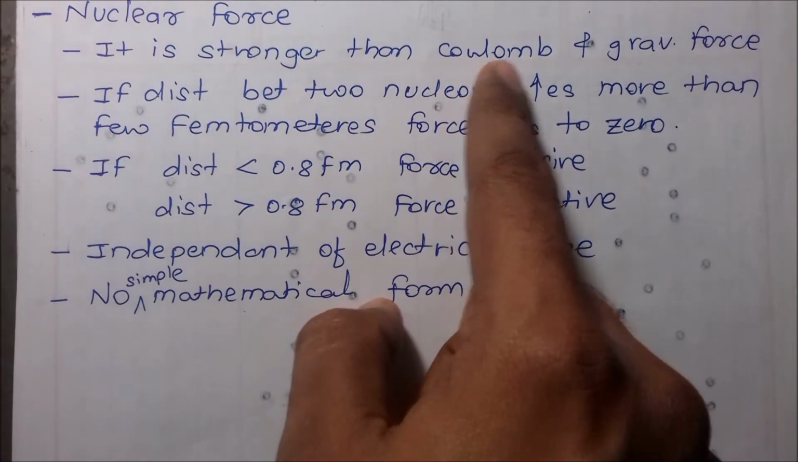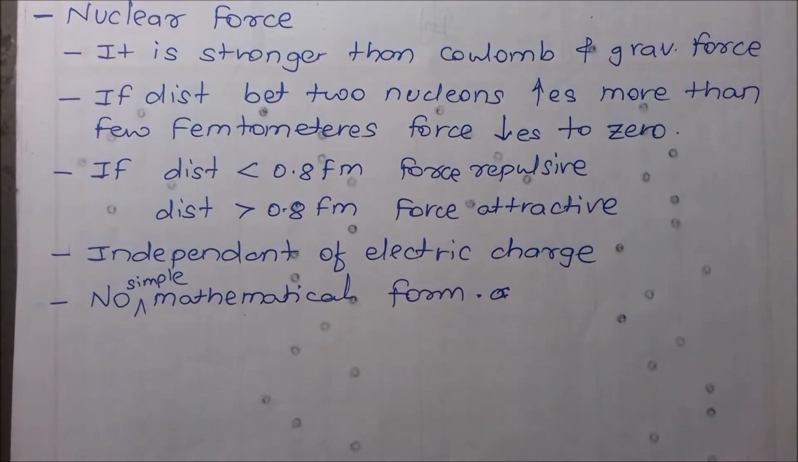For Coulomb force and gravitational force, formulas are available. For Coulomb, it is Q1 Q2 upon R square. For gravitational force, it is G m1 m2 upon R square.